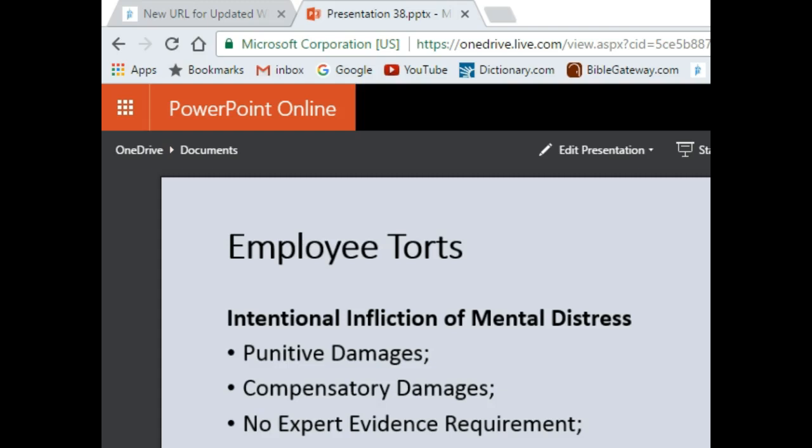Now, what might be a physical manifestation of the intentional infliction aspect? It could be the physical response of becoming ill, having some type of physiological aspect that ultimately reflects the intensity of the distress. And of course, economic damages can also be available as a remedy.